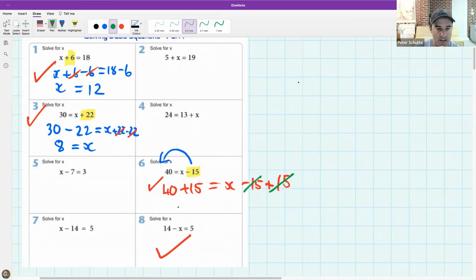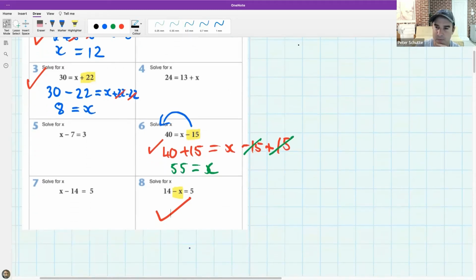What's your final answer? 55. Perfect. Okay, well done. But now what about 8? How do you deal with the negative x? Have you got any ideas for that? I use the same method.